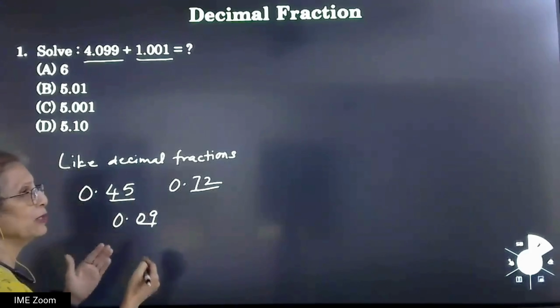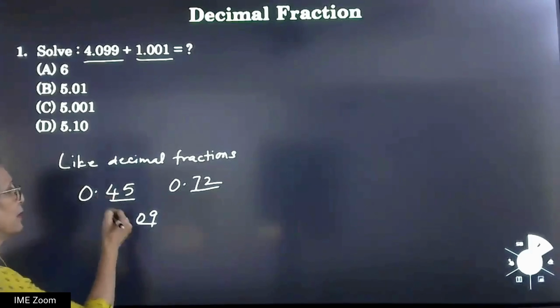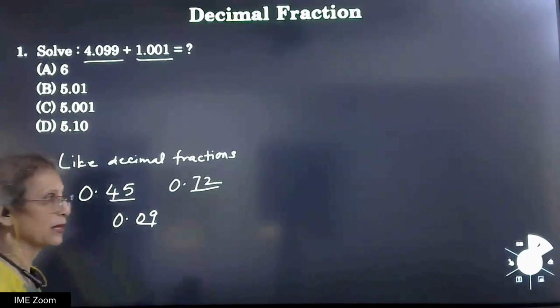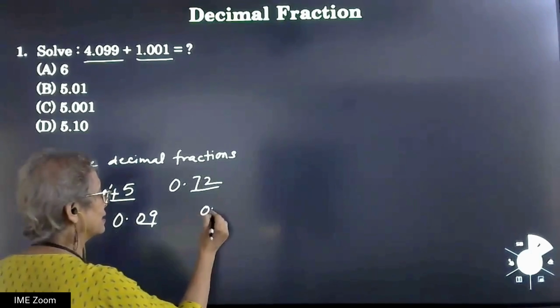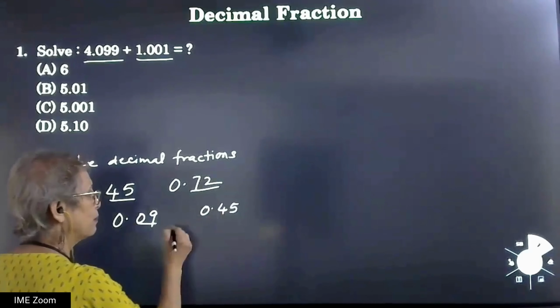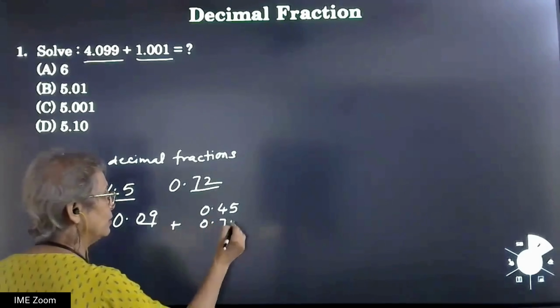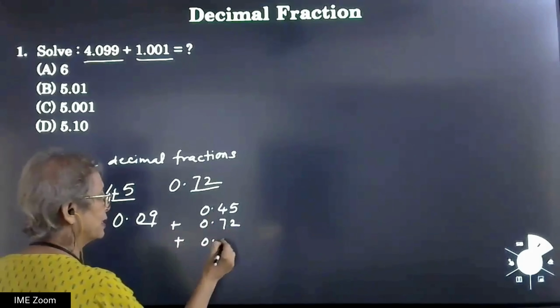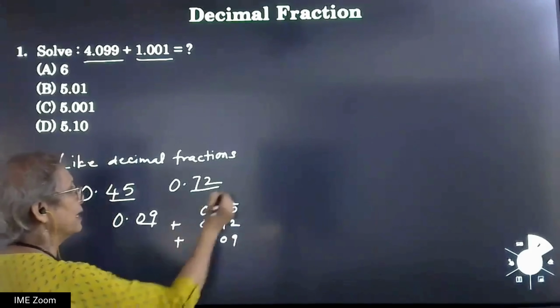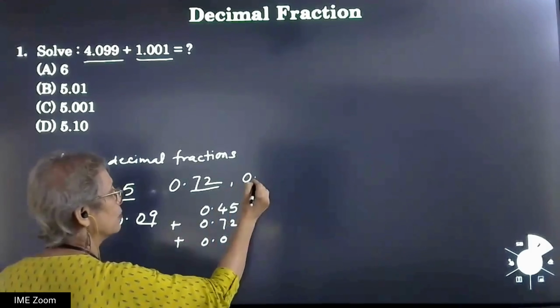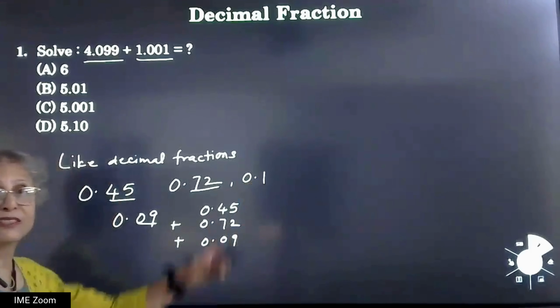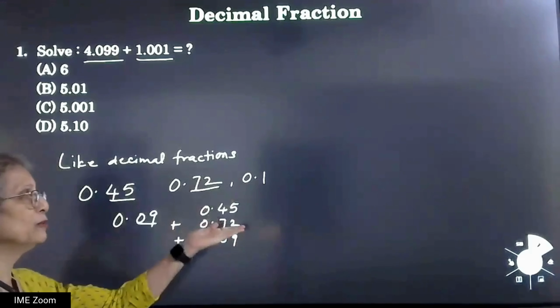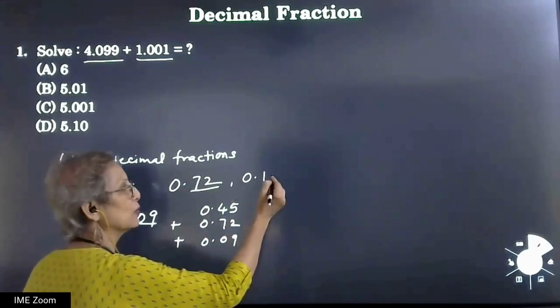You have to write them one below the other in such a way that the decimal points also come one below the other. So here I can do like this: 0.45 plus 0.72 plus 0.09. And suppose another fraction is given like this, 0.1, then this is not like fraction. Then how to make them like? Just add 1 zero over here.